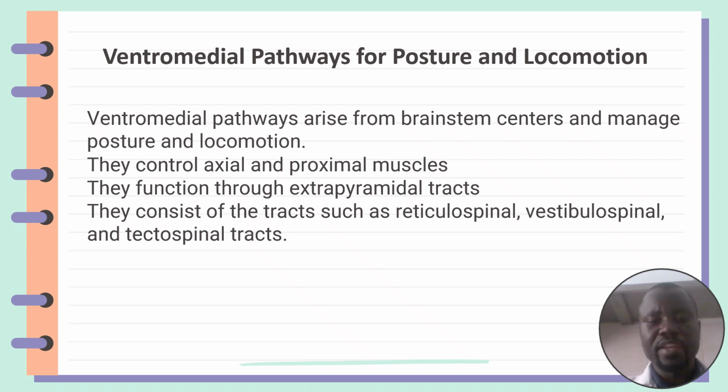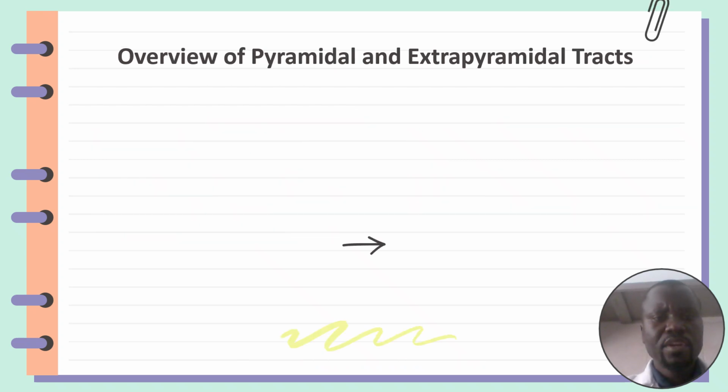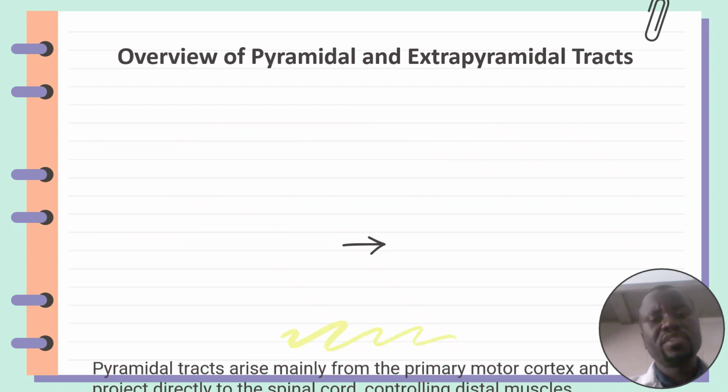If you remember the naming, we said these tracts originate from the reticular nucleus, this one from the vestibular nucleus, this one from the tecta. Because of this, they are respectively called reticulospinal, vestibulospinal, and tectospinal, because they project to the spinal cord lower motor neurons. So what would be the overview of pyramidal and extrapyramidal?